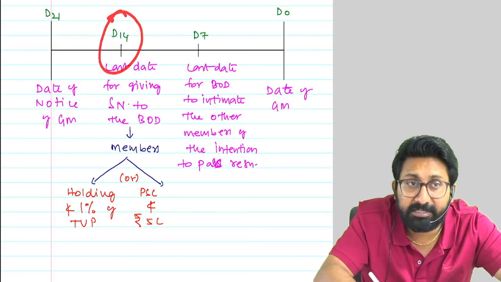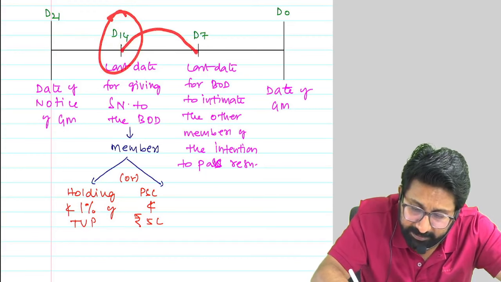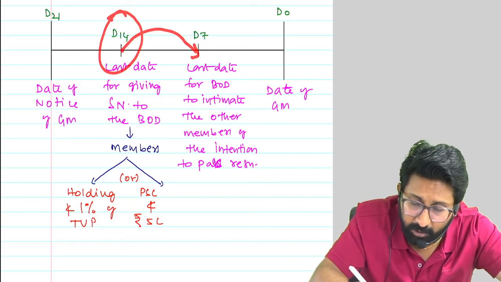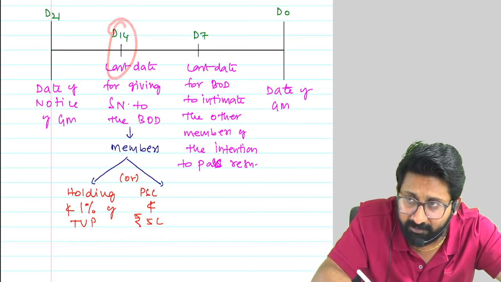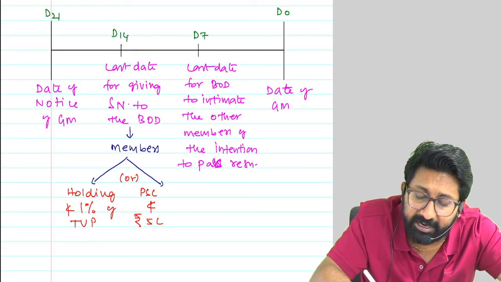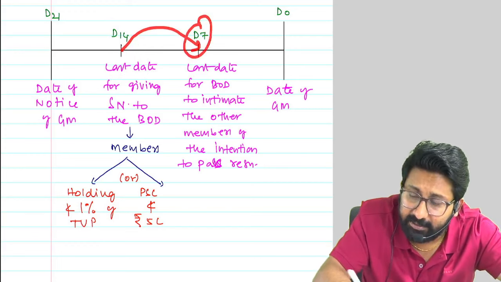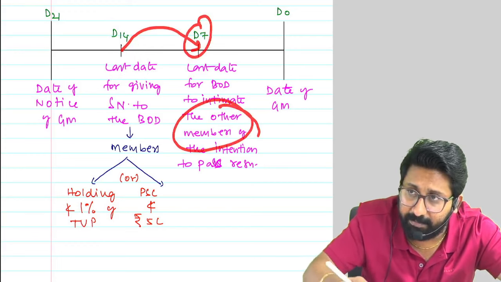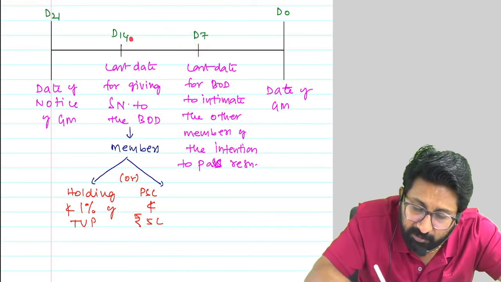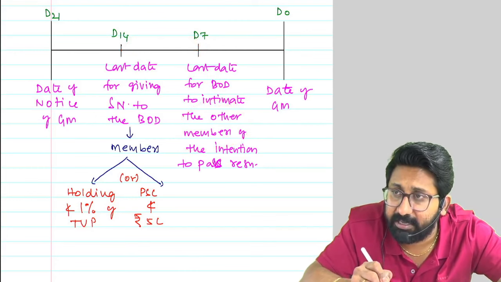You gave which notice? You sent to whom? Board of directors. Board of directors will take decision and send within how many days? To whom? Other members. Are you understanding? That means what is the gap between these two dates? 7 days only is there.